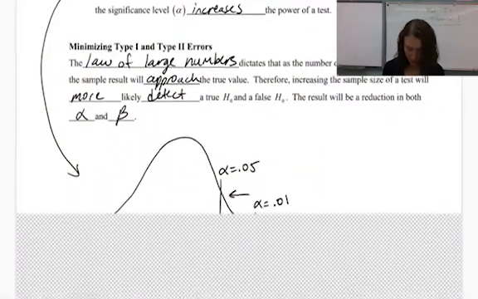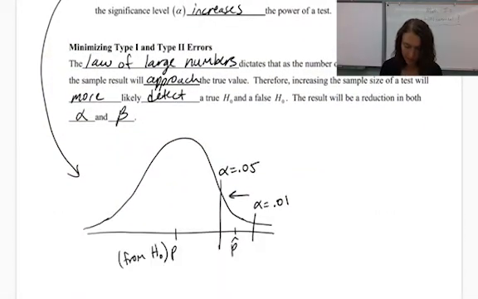Okay, and then minimizing type 1 and type 2 errors. The law of large numbers dictates that as the number of trials increases, the sample result will approach the true value. Therefore, increasing the sample size of a test will more likely detect a true H0 and a false H0. So this actually results in a reduction of both of our errors, type 1 and type 2 errors. So increasing our number of trials is always a good idea.